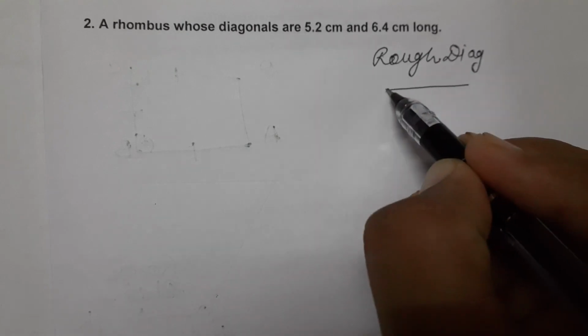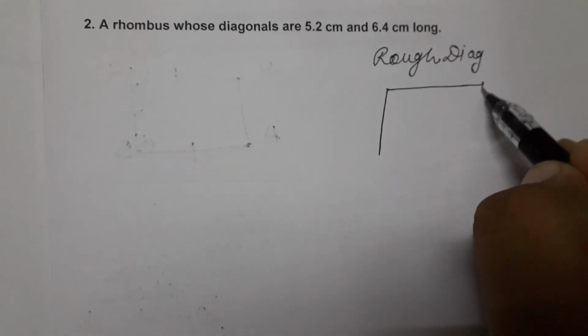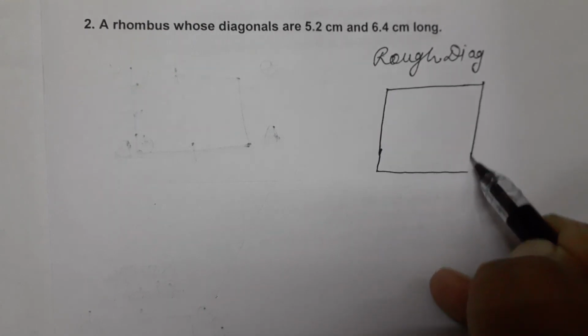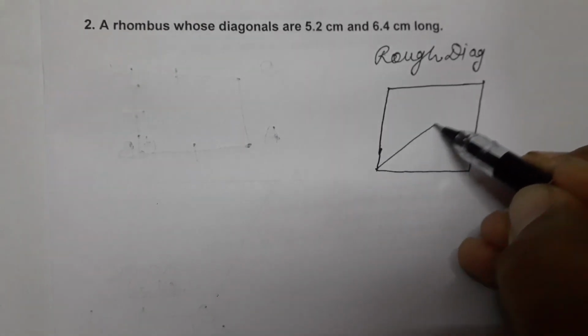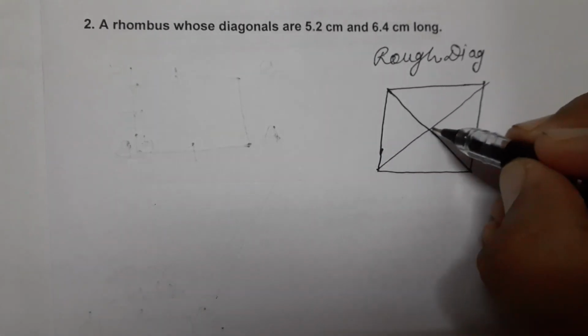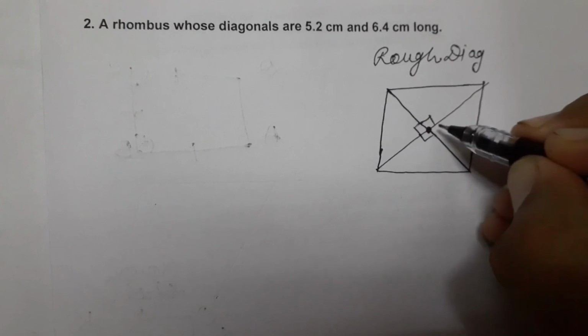This is the rhombus. All sides are equal, but sides are not given to us. So we will make use of diagonals only. These two diagonals are given to us. Diagonals bisect each other at 90 degrees, as we know very well.